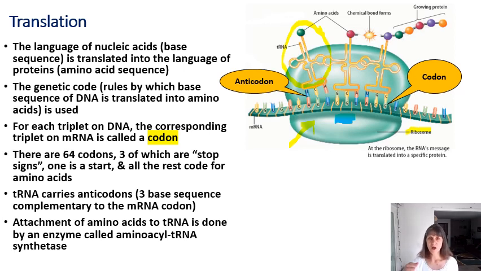Now, when amino acids are attached to the transfer RNA, they become attached with the help of a special enzyme called aminoacyl transfer RNA synthetase that helps put the amino acids on there in the first place. And again, that particular amino acid must match the anticodon on the transfer RNA.